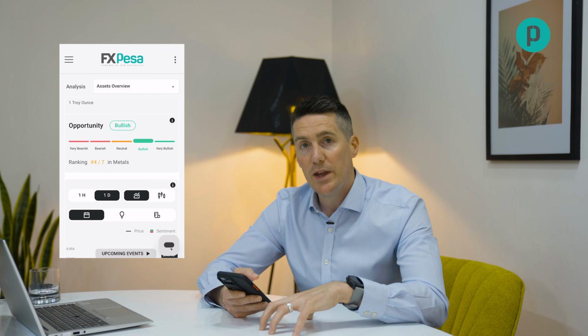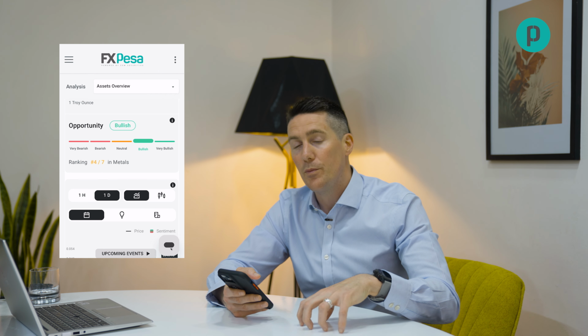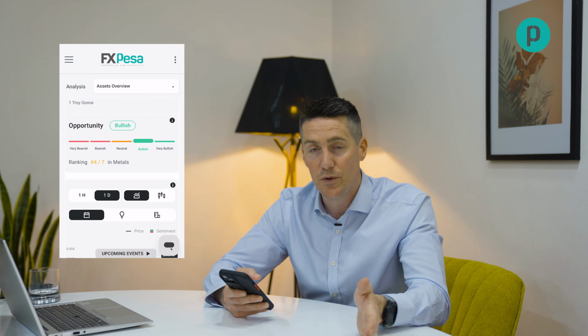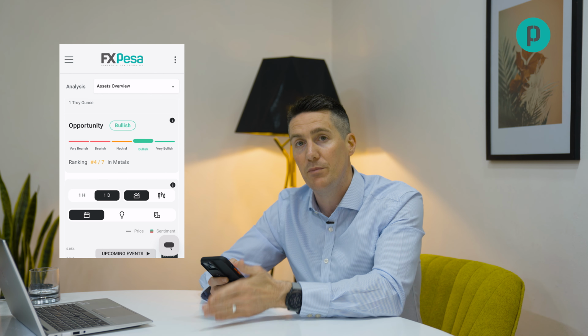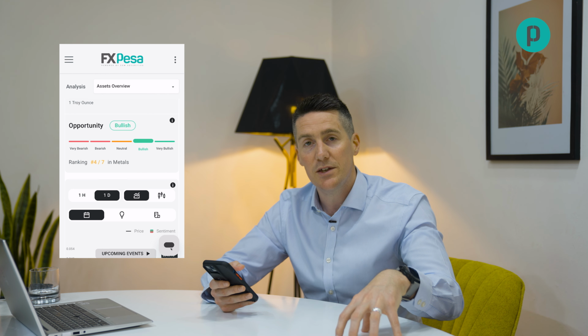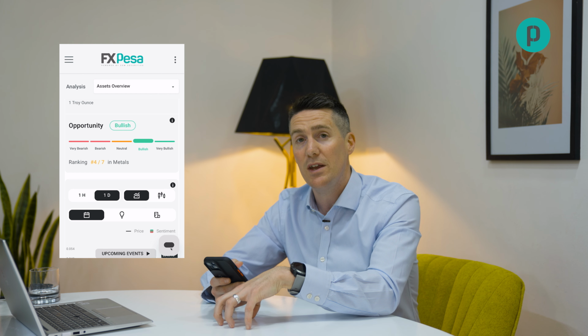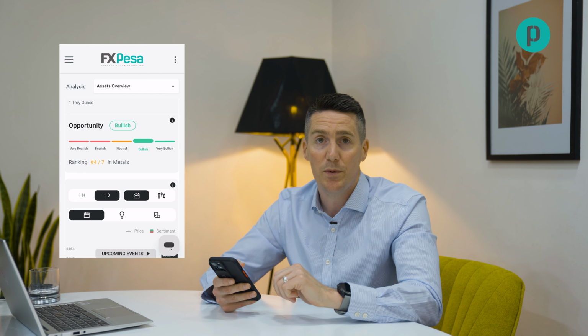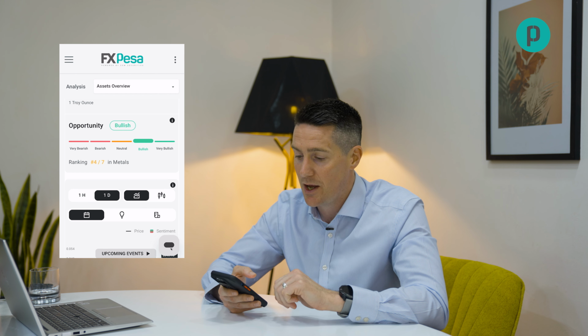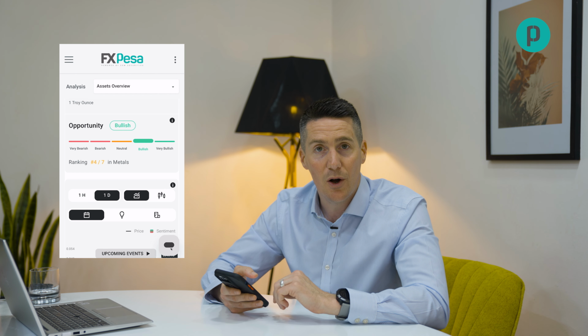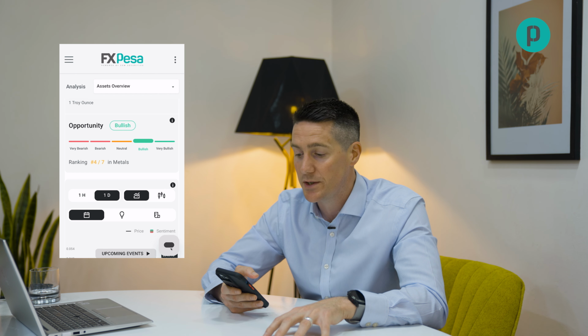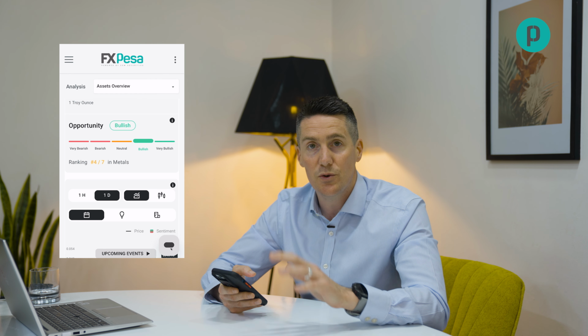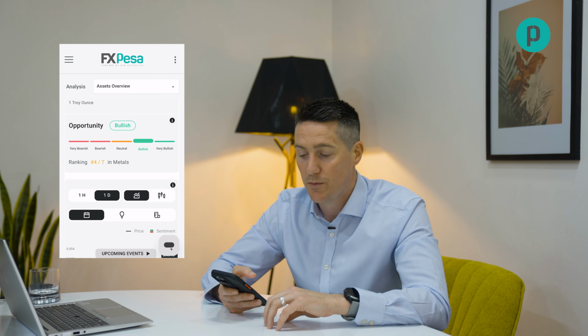At the top also we have a summary of the current opportunity. We have a scale that goes from very bearish to very bullish. Wherever the asset sits within that scale gives you a very instant snapshot of what the opportunity is on that particular asset today. So today, gold is bullish, which is what we all want to see, and this is ranked against all the other metals that are covered within the terminal as well. So we'll go into a breakdown of the opportunity score in a moment, but before we do that, there are some other points of interest here.